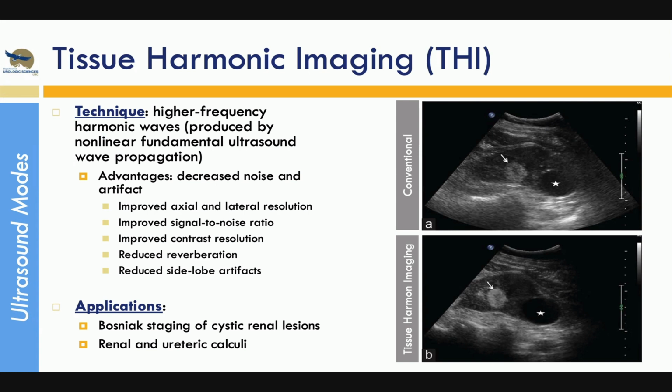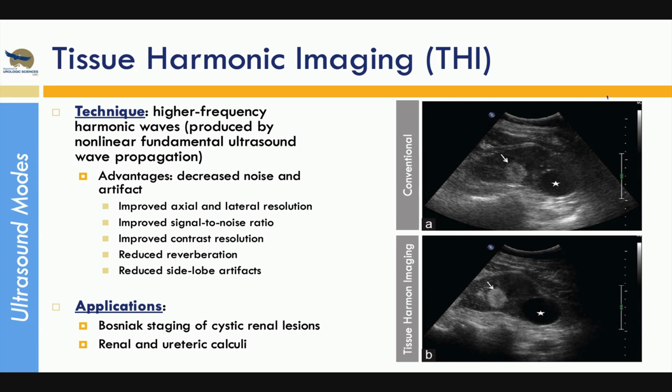And a big benefit of tissue harmonic imaging is that it's especially useful in obese patients because it decreases a lot of the body wall artifact and improves lesion visibility. One of the primary uses I've seen in the literature for tissue harmonic imaging is the characterization of renal masses, renal cysts.